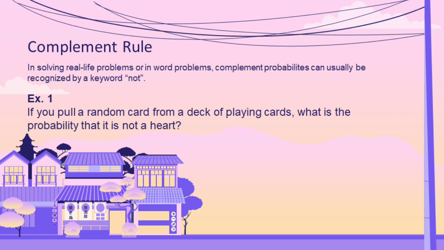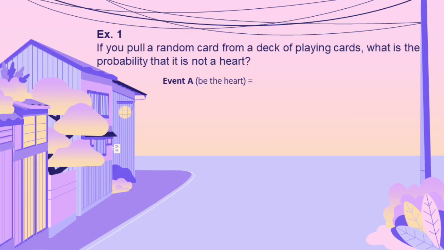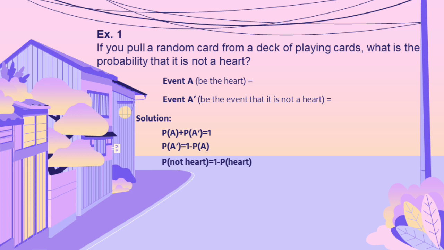If you pull a random card from a deck of playing cards, what is the probability that it is not a heart? It has the keyword not, indicating the complement rule must be used. Now let us answer that example. Our given would be, event A would be the heart, and the complement of A would be the event that it is not a heart. Let us move forward to our solution. The formula would be probability of A plus the probability of the complement of A is equal to 1. Then, we will derive it as probability of not heart equals 1 minus probability of pulling a heart.